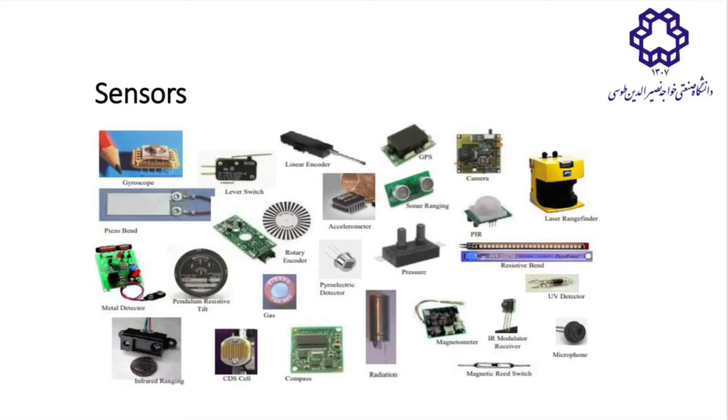Many types of sensors are available. For example, some are designed to sense physical properties such as temperature, pressure, or radiation, while others can detect motion or proximity. From a control engineering point of view, the sensor is an inseparable part of the feedback loop in closed-loop systems.